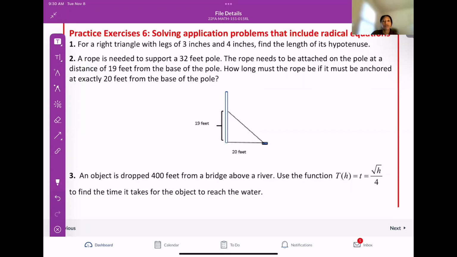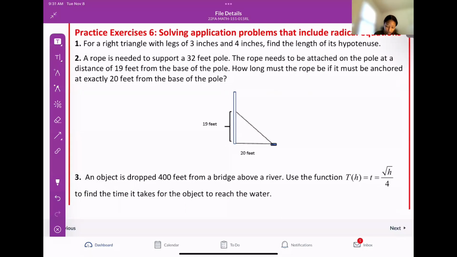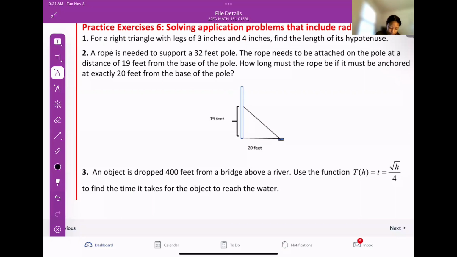For example 6, I'm sorry, it says, for a right triangle with legs of 3 inches and 4 inches, find its hypotenuse. That's part 1. And then for part 2, a rope is needed to support a 32-foot pole. The rope needs to be attached to the pole at a distance of 19 feet from the base of the pole. How long must the rope be if it must be anchored at exactly 20 feet from the base of the pole? We have a cute little picture there for us. Let's go ahead and solve 1 and 2 first, and then I'll jump down into 3.